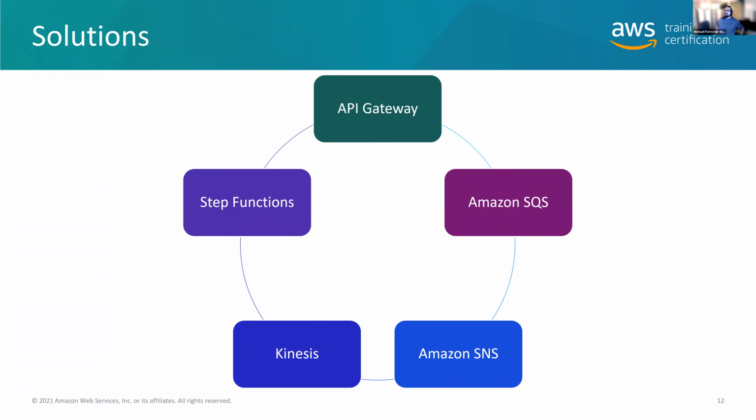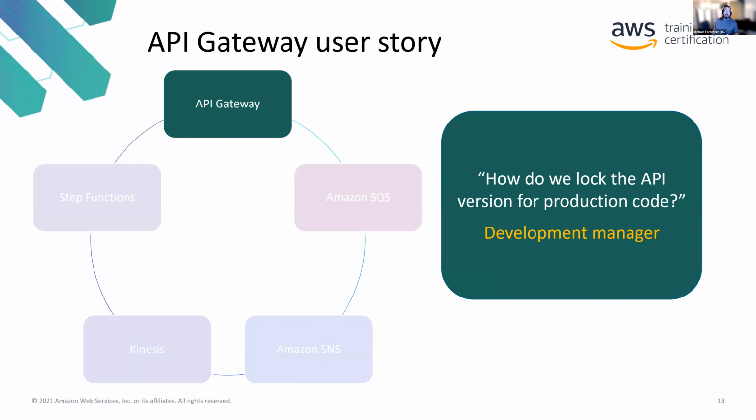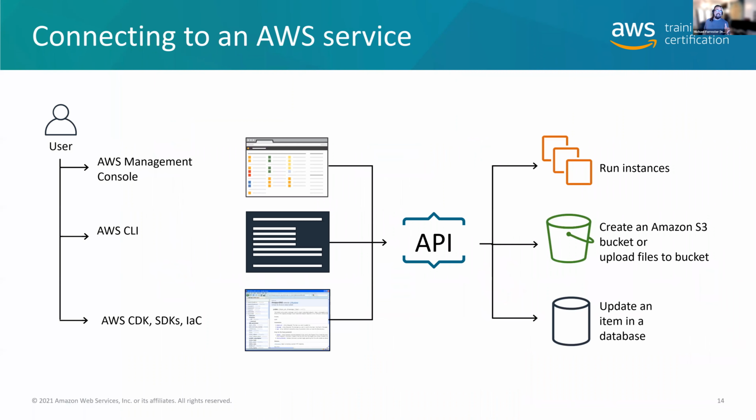So let's talk about some of these adjunctive services that can support that serverless architecture. First and foremost, let's talk about the API gateway. Did I just say load balancer? Let's talk about the API gateway. That will allow you to connect to an API, right? We're already familiar with talking to APIs because the web console is just a skin to talk to the API. The CLI is just a skin to talk to the API. And the CDK, SDKs, infrastructure as code, that's all just vehicles to talk to the API.